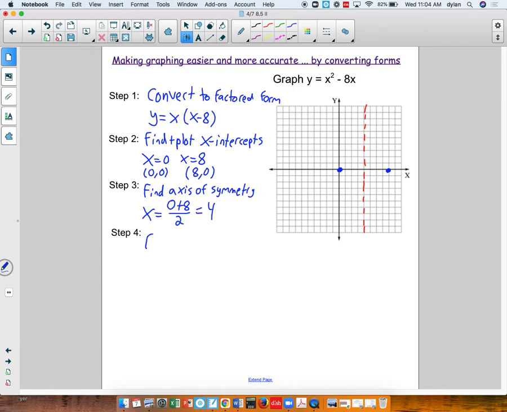And then step 4 is we need to find and plot the vertex.